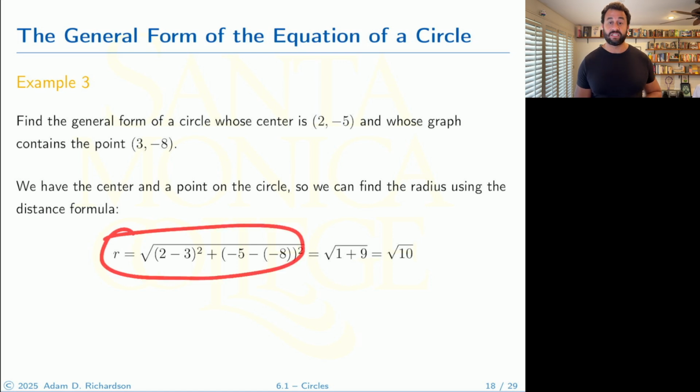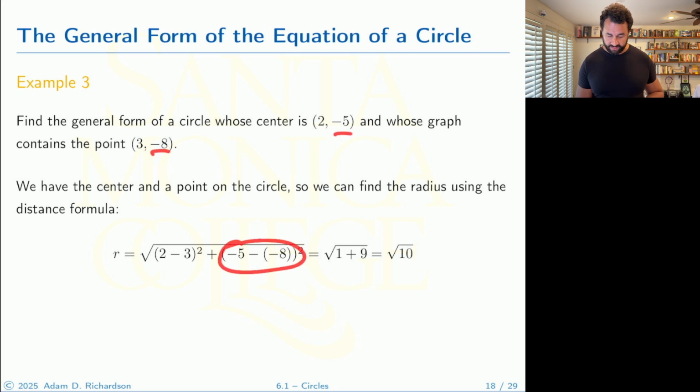So that's what we're going to do. We're going to use the distance formula, the good old distance formula, the Pythagorean theorem in disguise, and we're going to find the radius. Here we go. 2 minus 3 squared, -5 minus -8 squared. Add those two results, and then take the square root, and that will give us the radius, the distance between those 2 points. Now, 2 minus 3 is 1. -5 minus -8 is -5 plus 8, which is 3. And 3 squared is 9. And then 1 plus 9 is 10. So our radius in this case is the square root of 10.